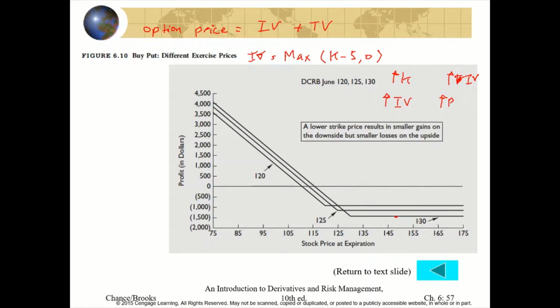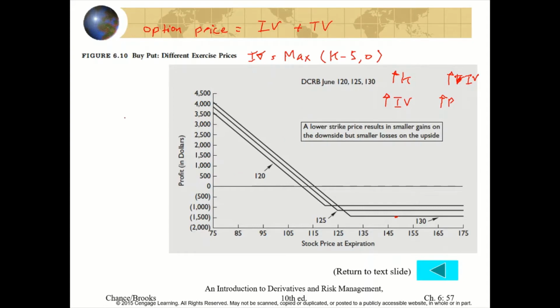The option with the strike price 130 costs more, which means if the option expired out of the money, my loss will be the largest when the strike price is 130, because it has the highest premium. Since the option expired out of the money, I paid the premium and I do not receive any cash, so that will be my maximum loss.